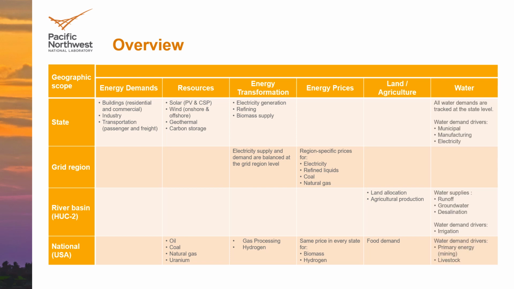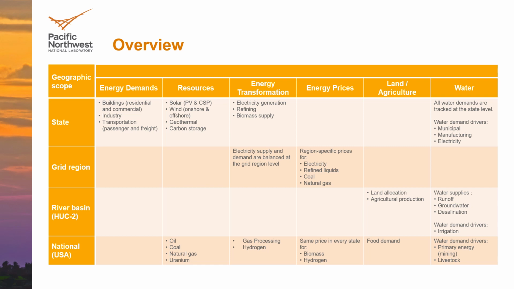Water operates at multiple scales in GCAM-USA. All water demands are tracked at the state level. The activities that drive water withdrawals are represented at the state level for some sectors, including municipal water, manufacturing, and electricity generation. For other sectors, the activity drivers for water withdrawals are represented at the basin level or national level. In these cases, demands are downscaled to the state level within GCAM-USA using fixed historical shares.